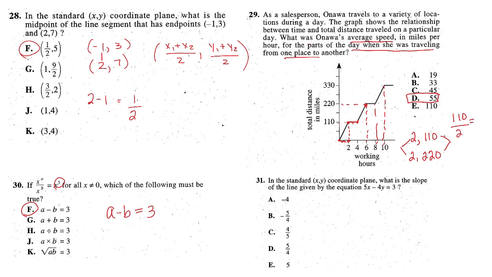Here's a super short way to get the slope of the line. If you have 5x minus 4y equals 3, draw your fraction line here and change your sign, so your slope is going to be -5 over -4, which is positive 5/4. So that's going to be answer choice D.